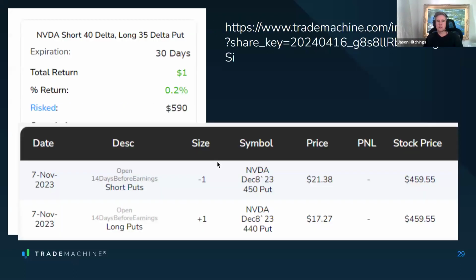So let's just look at a quick example. Here I kept the strikes close on purpose, keeping the deltas close. I shorted the 40 delta and we're long the 35 delta, and so those strikes worked out to be short the 450 put and long the 440 put.